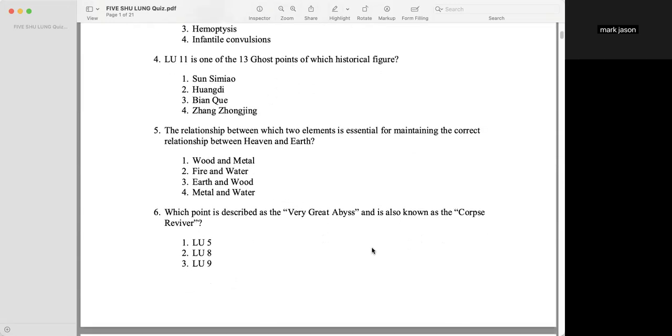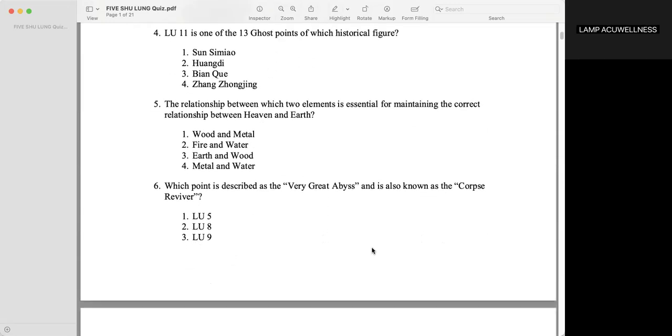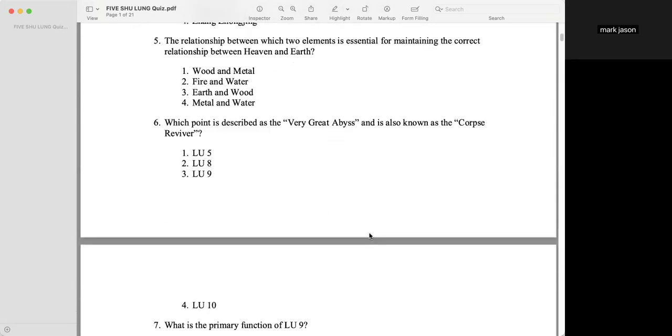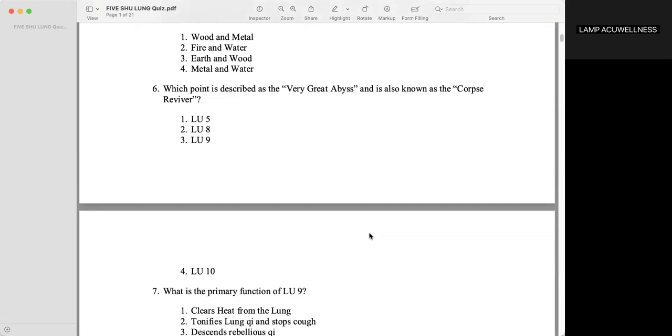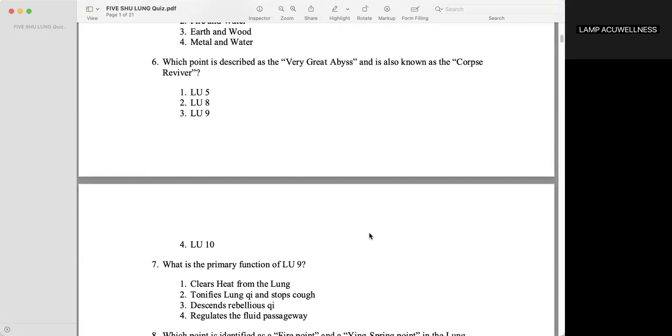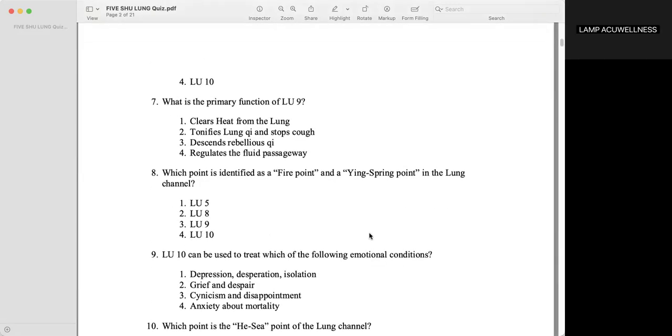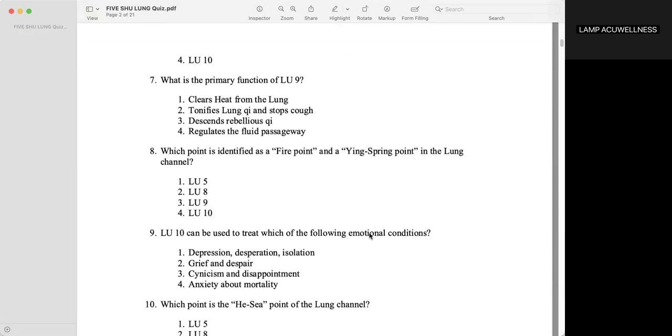The relationship between which two elements is essential for maintaining the correct relationship between heaven and earth? Number 1, wood and metal. Which point is described as the very great abyss and is also known as the corpse reviver? Number 3, Lung 9.